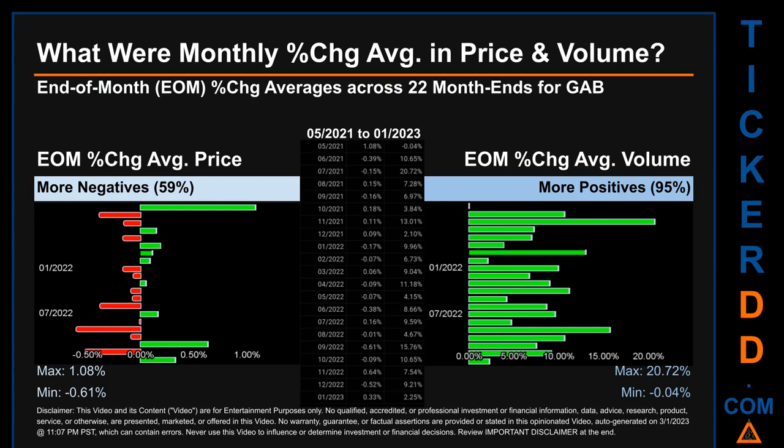In terms of volume, 21 out of 22 month ends had a positive percentage change. That is 95% of month ends saw a positive percentage change in average volume. Price saw an end-of-month max of 1.08% in average percentage change along with a minimum of -0.61%. For volume, the maximum and the minimum monthly percentage change were respectively 20.72% and -0.04%.